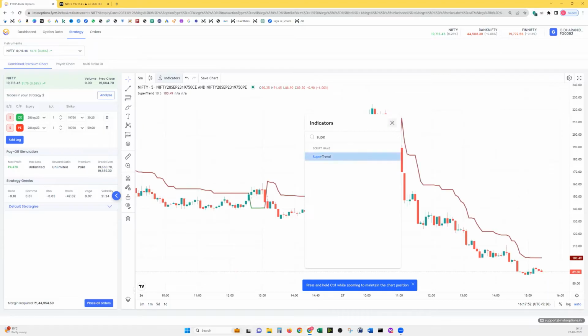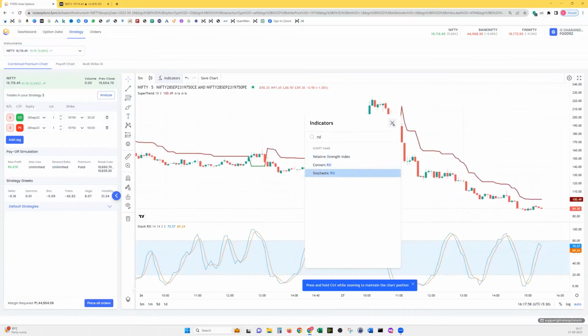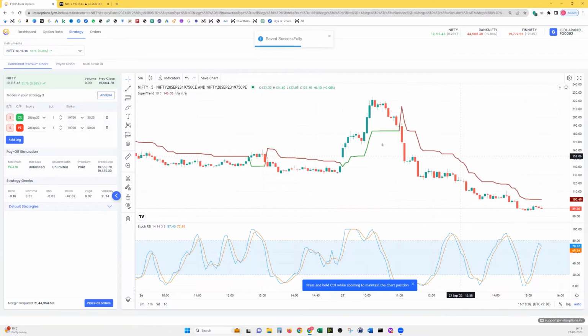I'm going to select 10,3, and for the indicator I'm going to provide RSI and stochastic RSI, and now I'm going to save this chart. I just click on save chart. So now this chart pattern has been saved.